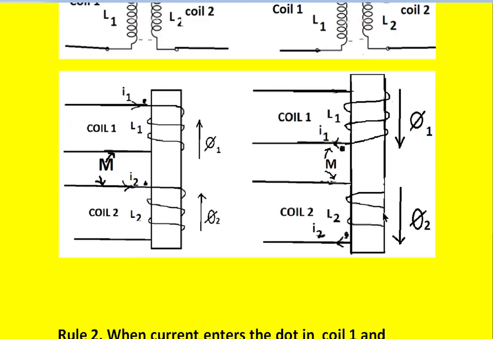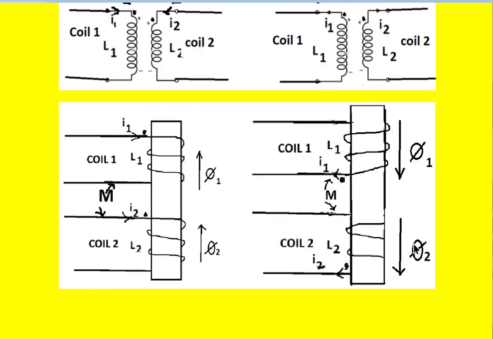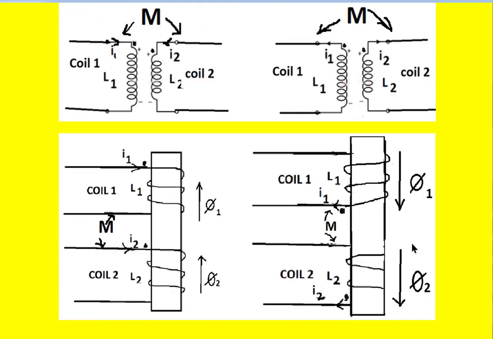Similarly, for another coil, here the coil 1 with this current sense and the winding sense, phi1 is flowing from top to bottom. Similarly, phi2 is also flowing from top to bottom. That means they are aiding each other. Instead of drawing this circuit, it can be represented with the coils like this.